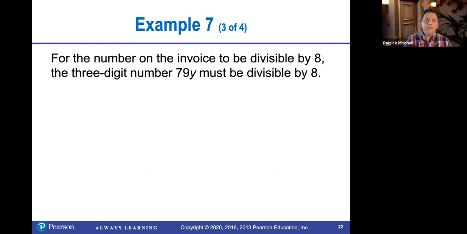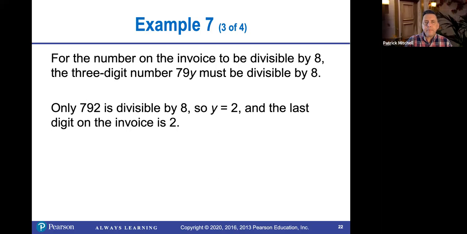Starting with 8, for the number on the invoice to be divisible by 8, the 3-digit number 79Y must be divisible by 8. So if you look at all the numbers between 790 and 799, the only one of those that's divisible by 8 is 792. Oh, remember the mental math tricks that we talked about in the last chapter?